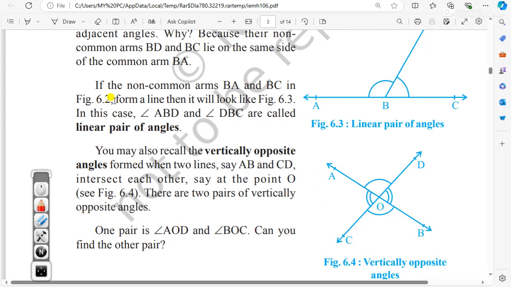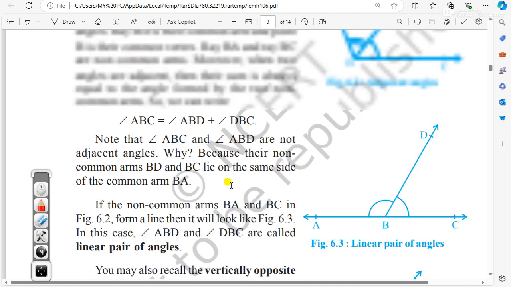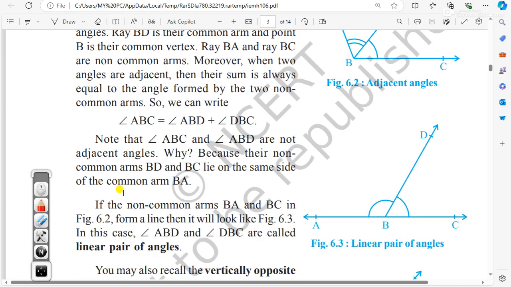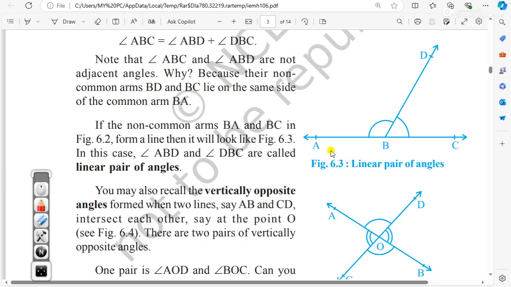Now, linear pair of angles. Here you see this is a linear pair. Angle ABD plus angle DBC is equal to 180 degrees, right? If the non-common arms BA and BC in figure 6.2 form a line, then in this case, angle ABD and angle DBC are called a linear pair of angles. That means angle ABD plus angle DBC is equal to 180 degrees. Then it is called a linear pair.